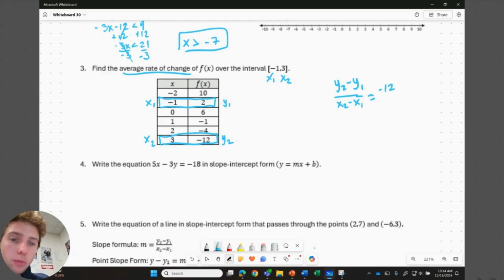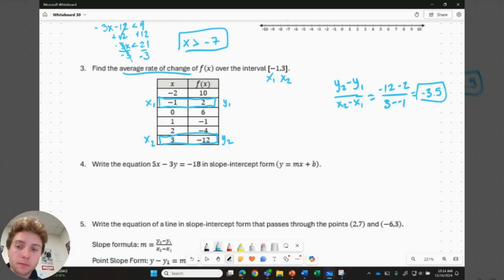So now it's just plugging into your formula, giving us this. Type it into Desmos if you need. You'd get -7/2 or -3.5. Now we have our answer.